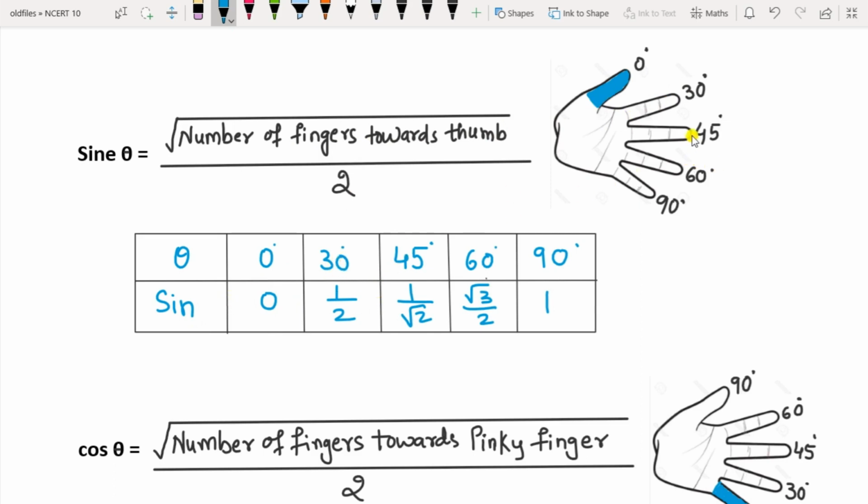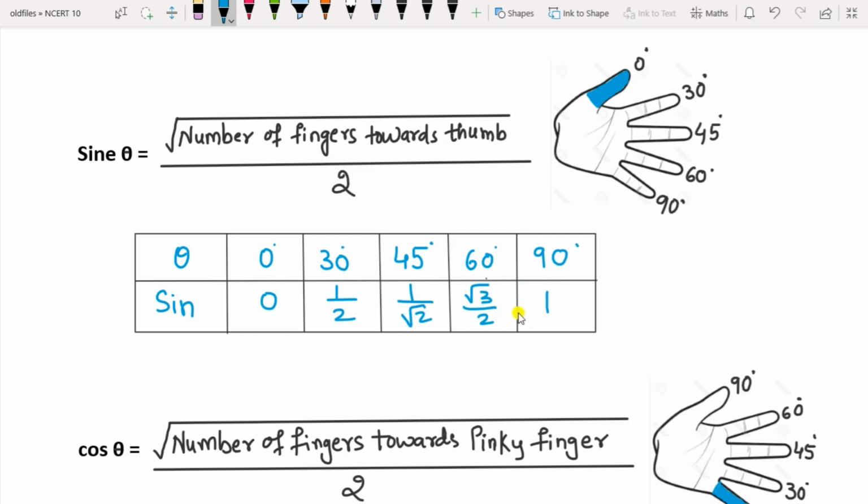For sine 45, if you fold the middle finger here, there are 2 fingers left towards the thumb. So it will be root 2 by 2, and how to simplify it to get 1 by root 2 I have shown in the introductory video. That is, sine of 45 will be 1 by root 2. Then sine of 60, if you fold this ring finger, there are 3 fingers left towards the thumb. So root 3 by 2 is the value of sine of 60. And sine of 90, if you fold this pinky finger, there are 4 fingers left towards the thumb. So under root of 4 by 2, under root of 4 is 2, so 2 by 2, that is 1. So these are the values of sine for various thetas.